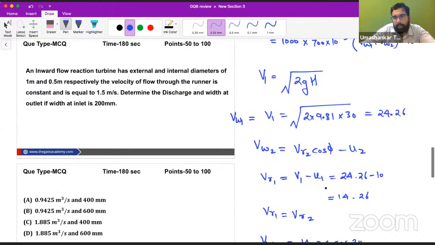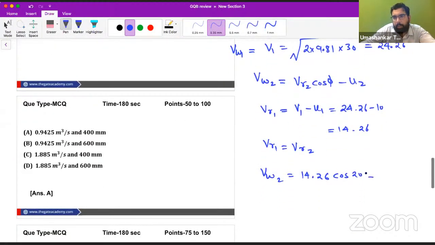So this is 20 degree minus U2, U2 is 10. Okay, so this is 14.26 cos 20 minus 10. So what we got from there? We are getting somewhere near 3.4. So VW2 is 3.4 meter per second.